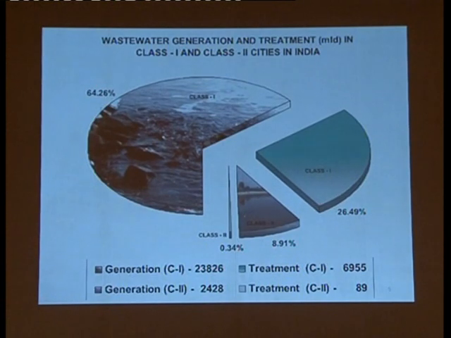And again, this shows the wastewater generation and treatment in India in class 1 and class 2 cities. Class 1 cities generate around 64.26%, and in that only 26.49% is getting treated. And class 2 cities generate around 8.91, and only 0.34 is getting treated.